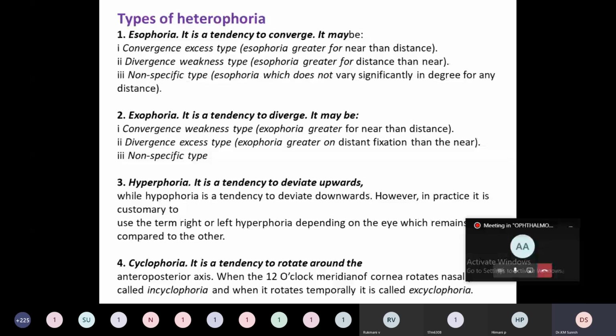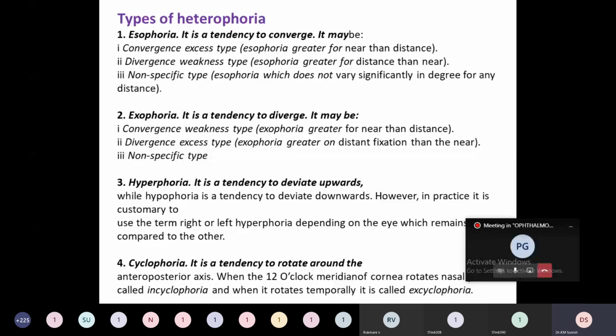So also you have exophoria. It is a tendency to diverge. It may be due to convergence weakness type. There is weakness in convergence and hence the eye tries to diverge, especially for near, greater for near than for distance. Divergence excess type: exophoria greater on distant fixation than for near fixation. And the non-specific type doesn't belong to any of the above two.